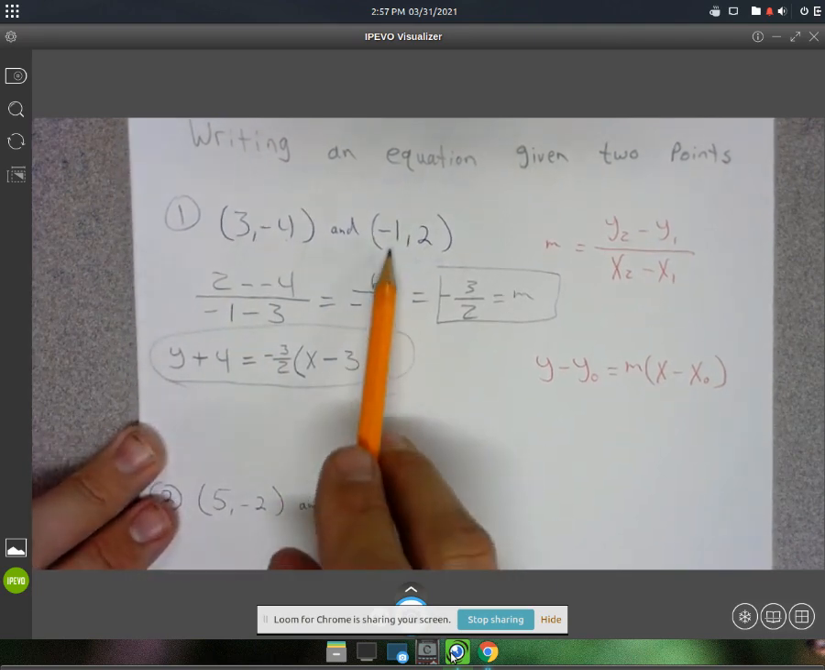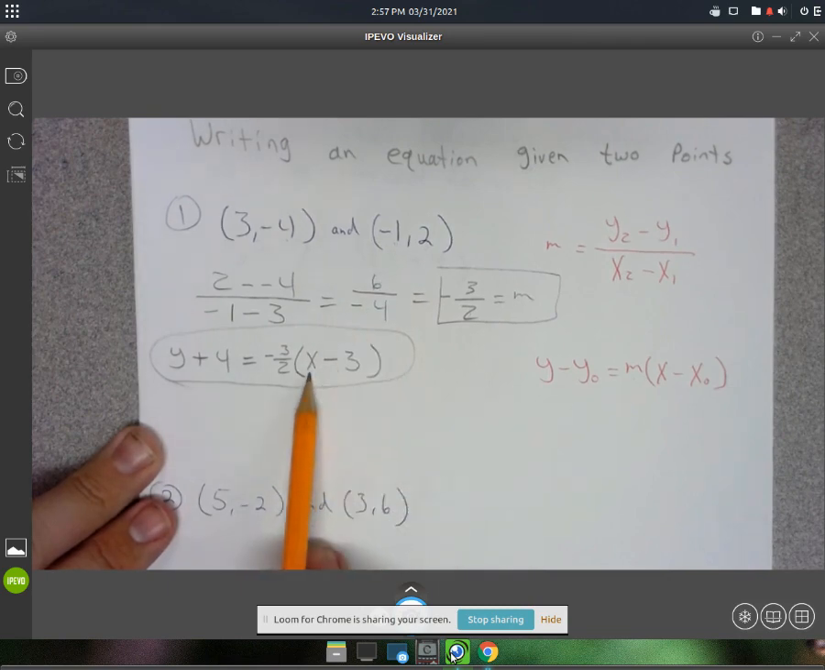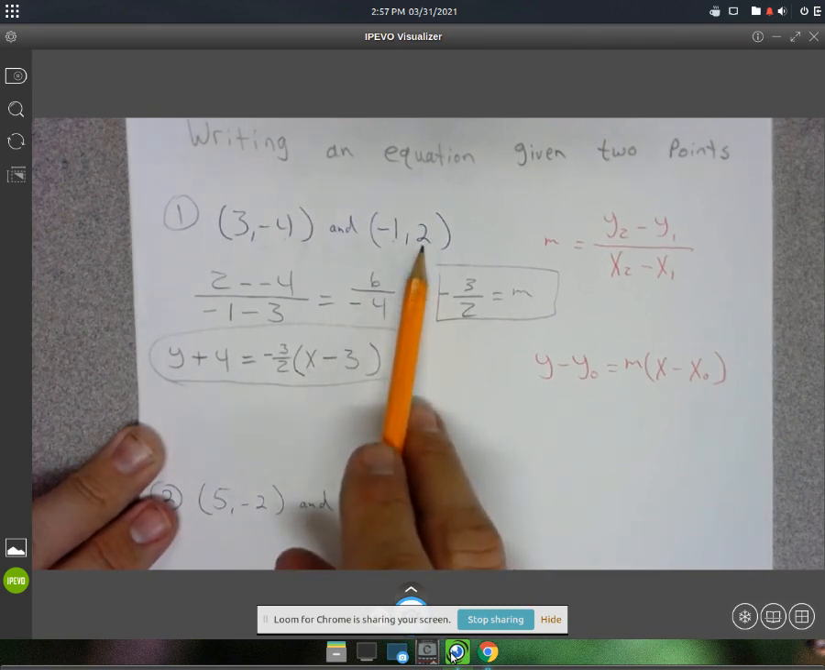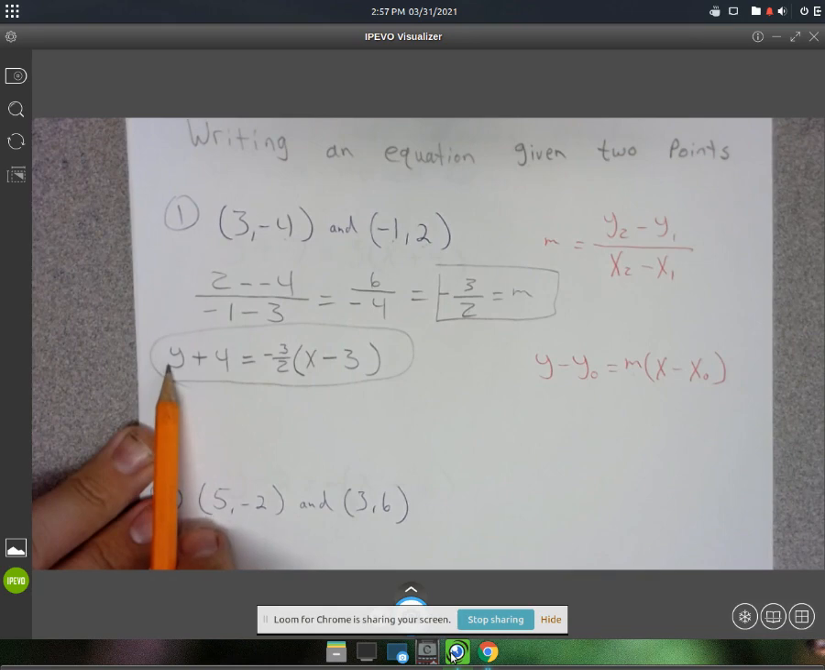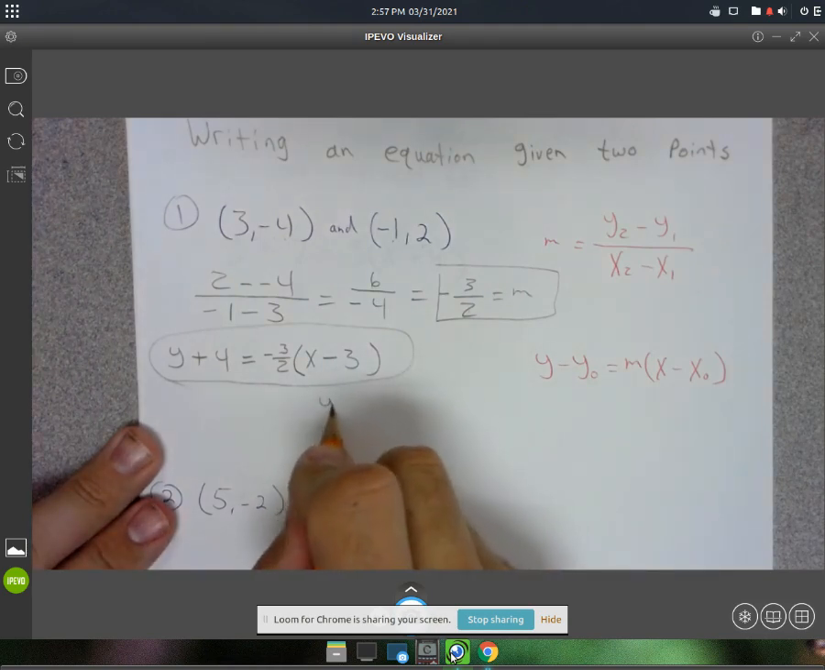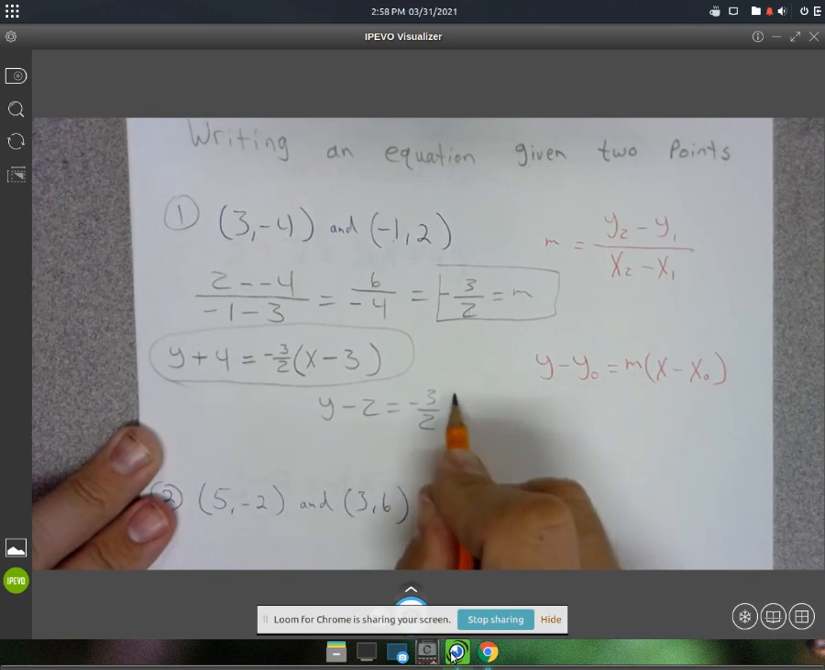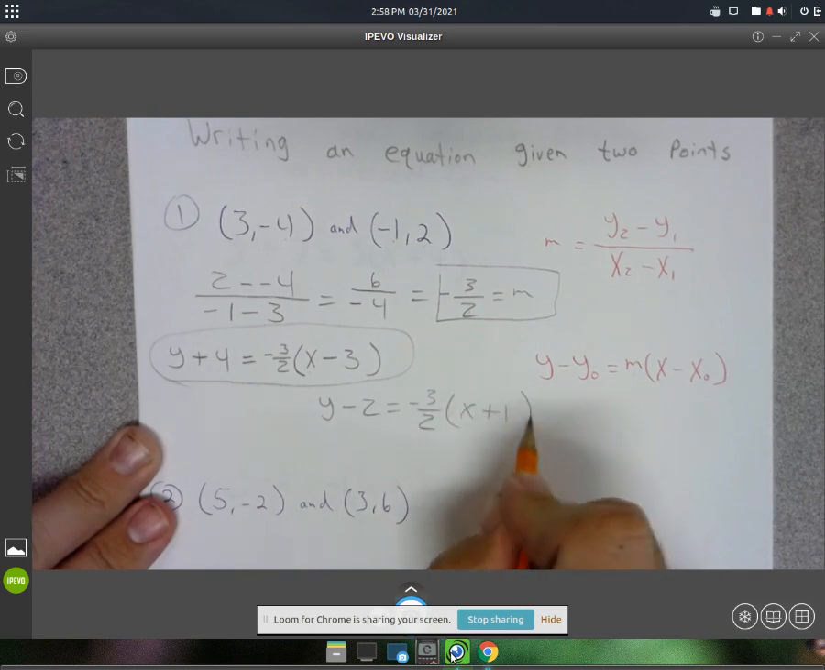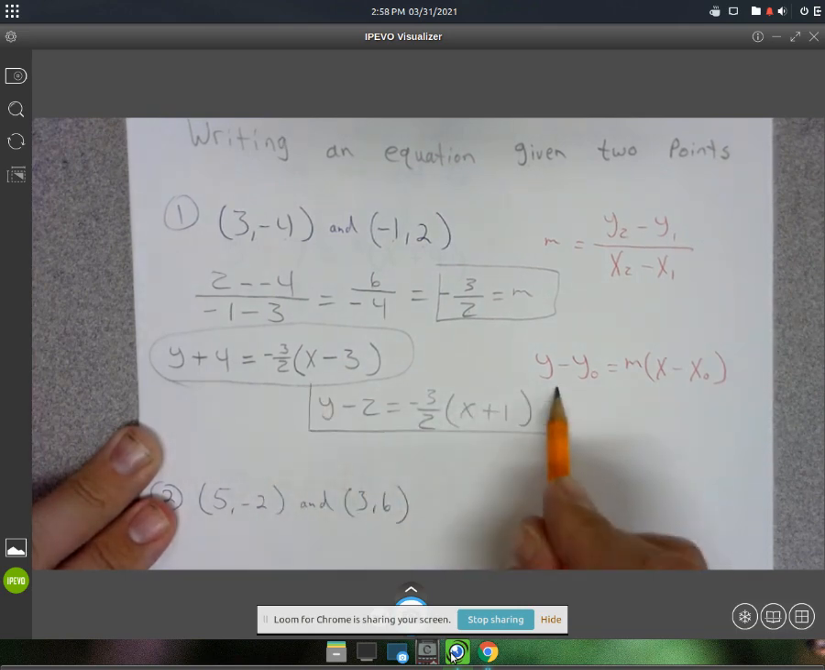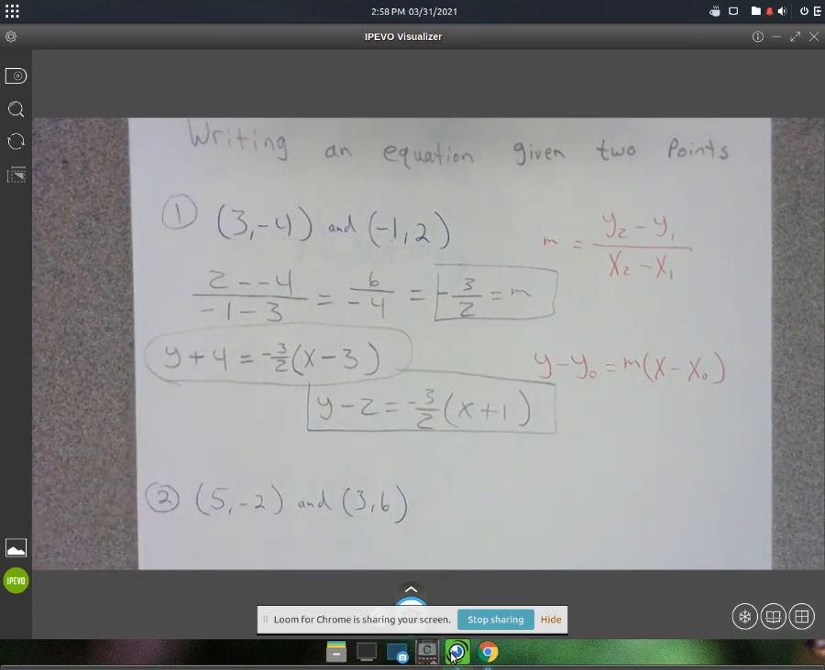All right, so if I take negative 1 and plug that in for x, and I take 2 and plug that in for y, it's going to give me the same answer back on both sides. It's going to balance. I could also, if I wrote it the other way, it'd be y minus 2, negative 3 over 2, and then x plus 1. This would also be a possible answer right there. Okay, I could write it based on either point.